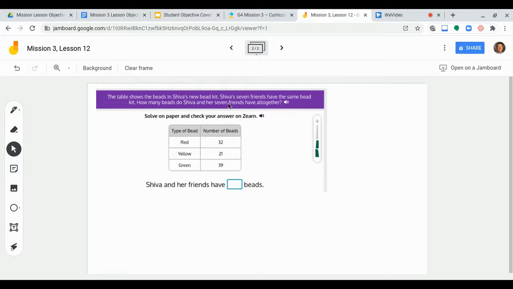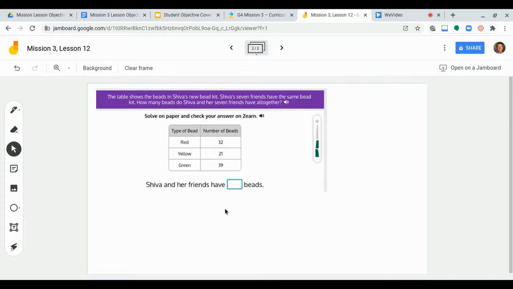It says Shiva's 7 friends have the same bead kit. So 7 of her friends also have this identical bead kit. It's asking how many beads do Shiva and her 7 friends have all together. So we are trying to figure out how many beads they have all together. Now, let's think about one bead kit first.